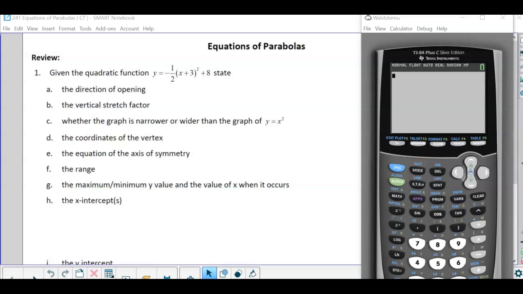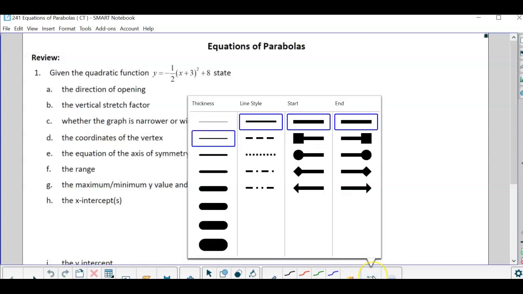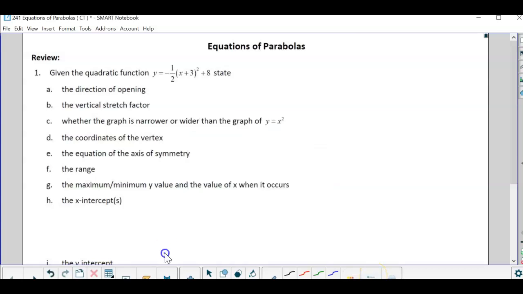Okay, so we are continuing on with equations of parabolas, all the properties that we need to know. First one is we're going to go through and list all the properties. So the quadratic function is given there. It says state the direction of opening. Some of these maybe we'll use our calculator to check, but a lot of them we should be able to do without. So remember, you look at the leading coefficient.